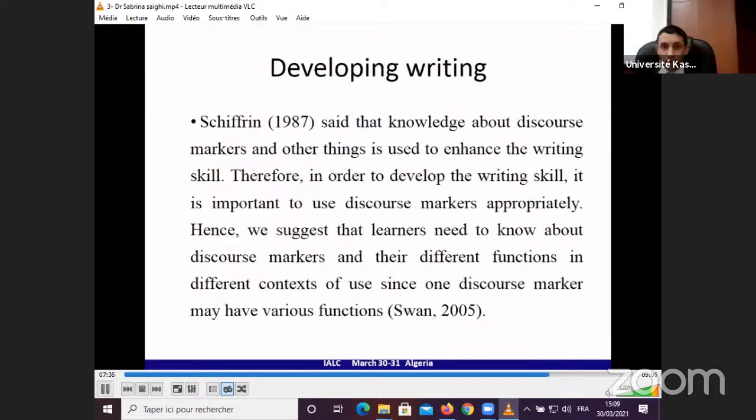Finally, how to develop writing through using discourse markers. Scholars said that knowledge about discourse markers and other things is used to enhance writing skills. Therefore, in order to develop writing skill, it is important to use discourse markers appropriately. Hence, we suggest that learners need to know about discourse markers and their different features in different contexts of use, since one discourse marker might have various functions. So practice is the most important.